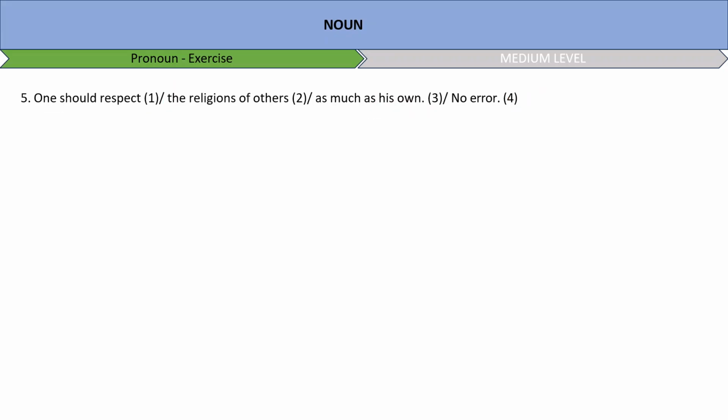Next, one should respect the religions of others as much as his own. Okay, so we have to replace his with one's. Why? Because when one is used as a subject, the possessive adjective one's is always used. So one, whenever used in a sentence as a pronoun, will always be followed by one's and never followed by his, them, their, etc. Okay, so one should respect the religions of others as much as one's own. The error is in option number 3.